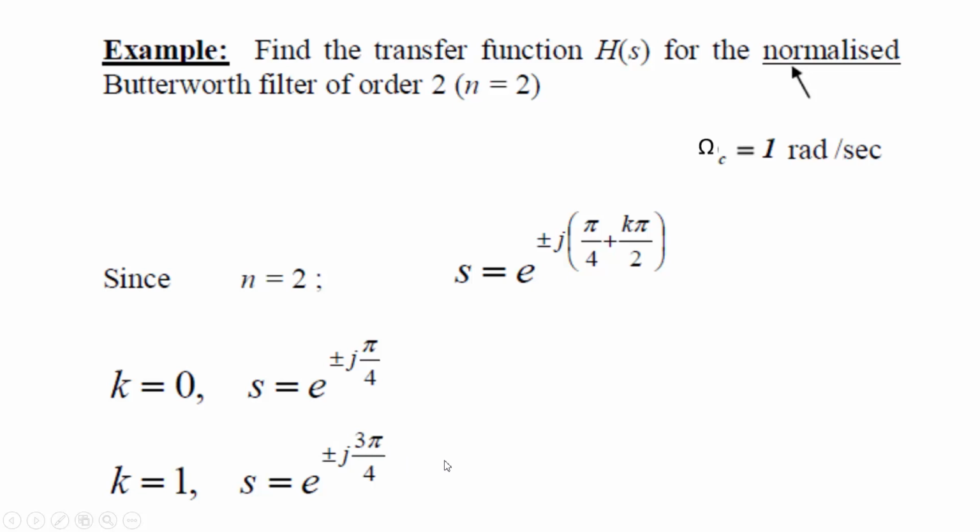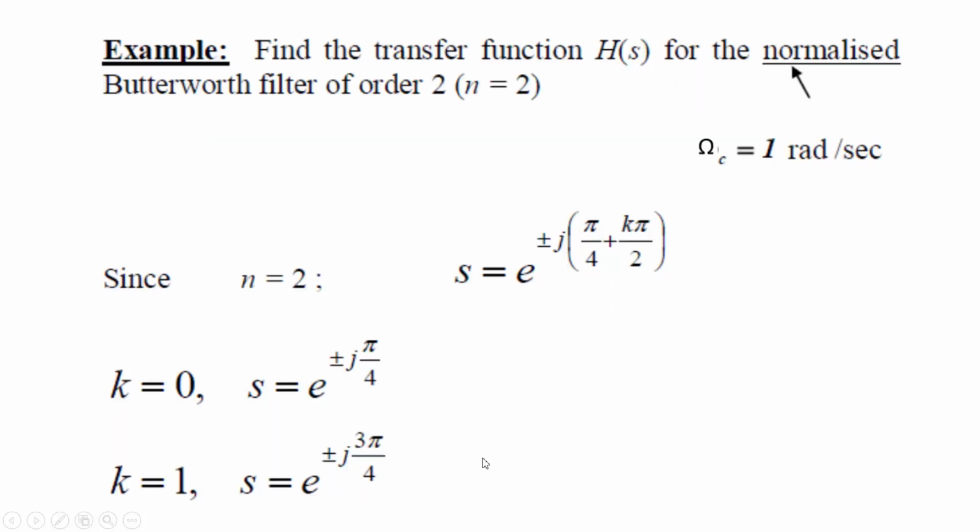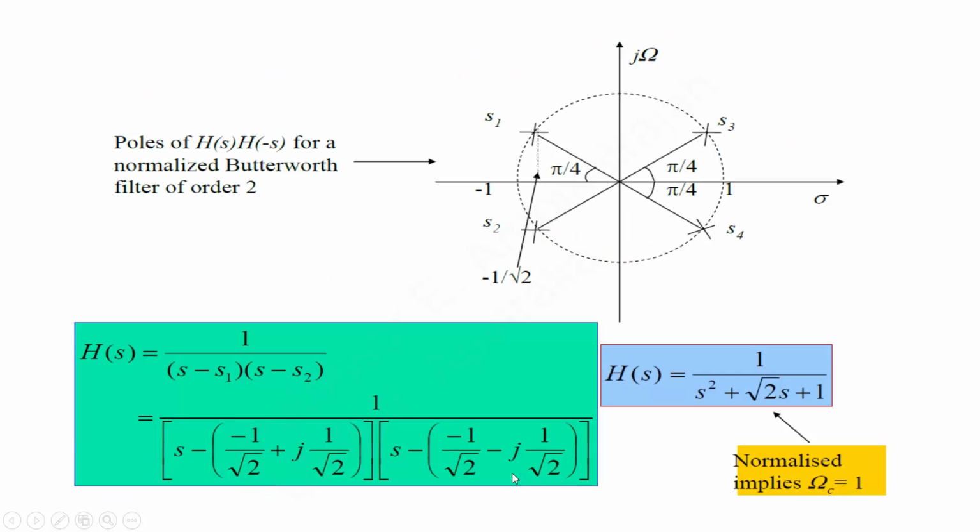We can put it as cos of 3 pi by 4 plus minus j sine of 3 pi by 4. So this is minus 1 by under root 2 plus j 1 by under root 2, and the second one is coming from using Euler's formula, where e to the power j theta is equal to cos theta plus j sine theta. All right, and so we get the transfer function H(s) like this.